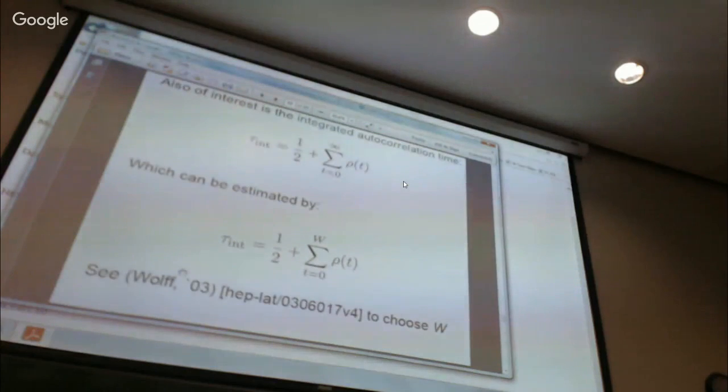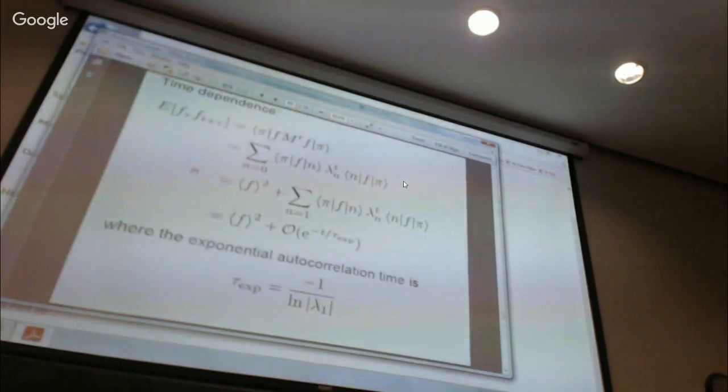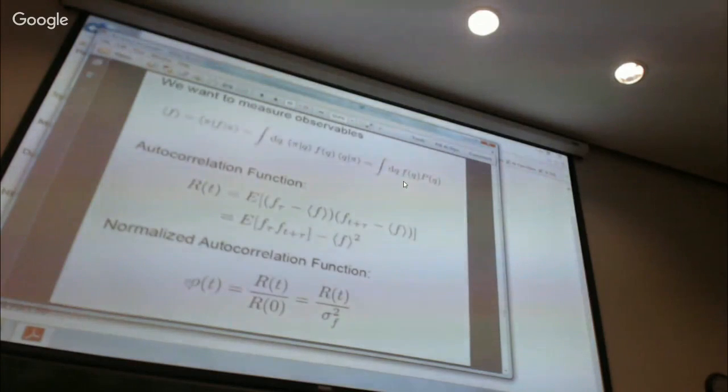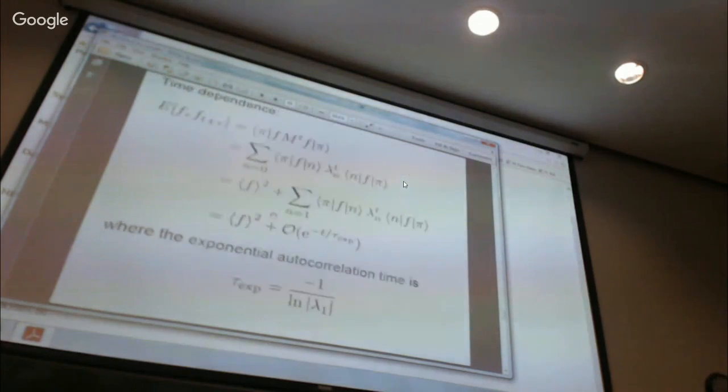Now, in addition to tau x, which I defined on the previous slide, there's also tau int, which is defined in this way from the autocorrelation function. I should say here that formally we've defined this autocorrelation function for a particular observable, right? So the autocorrelation function depends on which observable you're talking about. However, you can see that this tau x is independent of the observable that we considered. This is a property of the Markov matrix only.